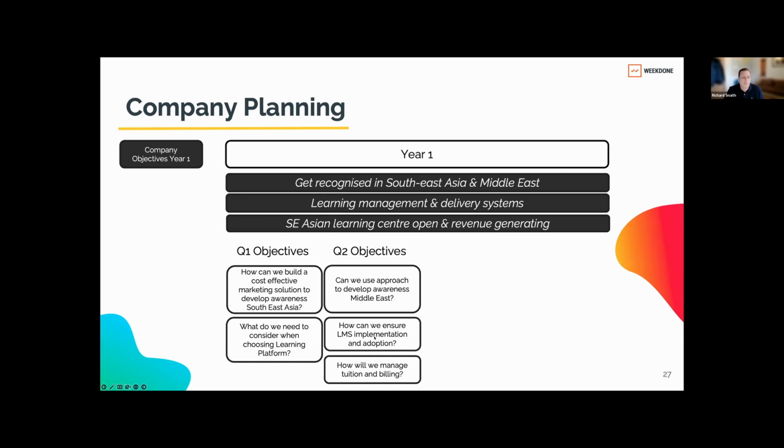Can we ensure the LMS implementation and adoption is a success? I mean, again, we've got to find a solution and we've got to implement it. How will we manage tuition and billing? Something that needs to be thought through. Q3, what do we need to consider successful academy operation to drive revenues?